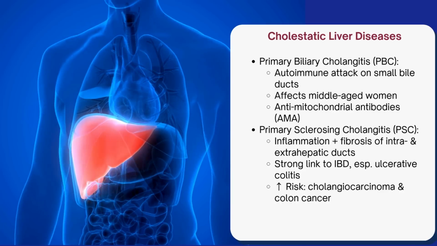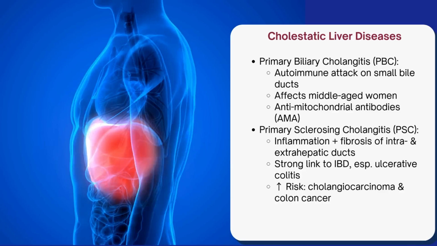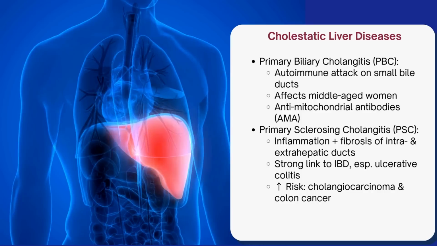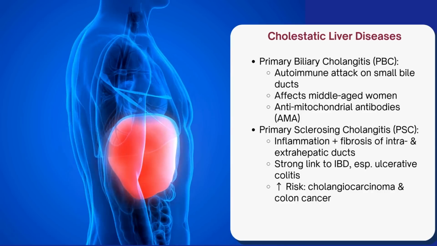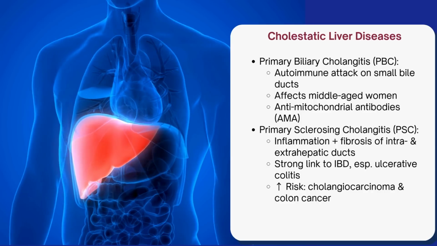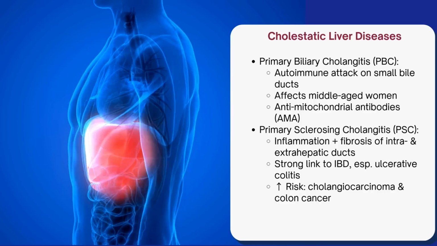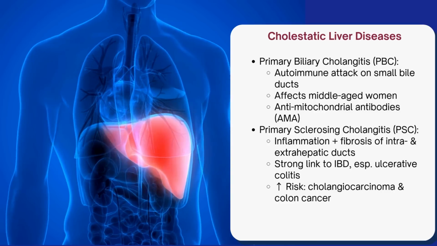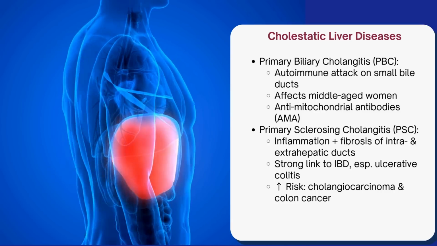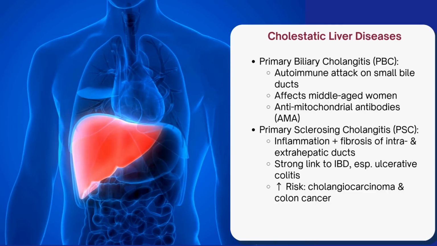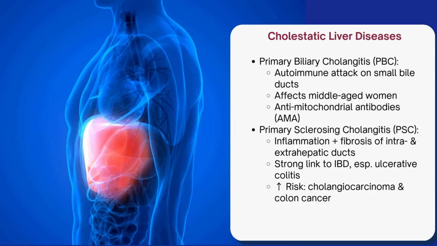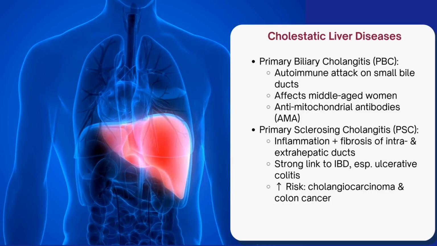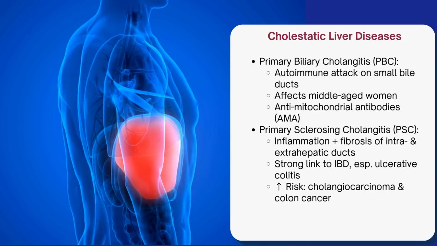We also explored cholestatic liver diseases, like primary biliary cholangitis, PBC, and primary sclerosing cholangitis, PSC. PBC affects small bile ducts, mostly in middle-aged women, and is strongly associated with antimitochondrial antibodies. PSC involves both intra- and extrahepatic ducts and is often linked to inflammatory bowel disease. PSC has a high risk of cholangiocarcinoma and colon cancer.